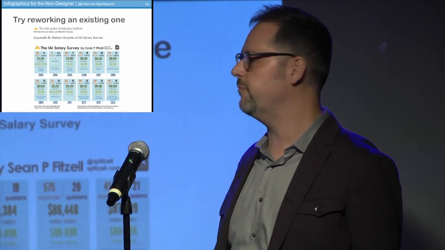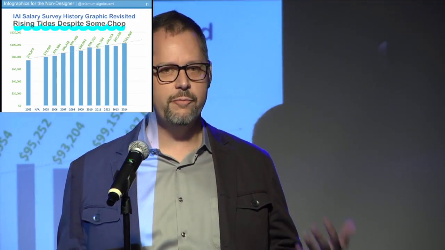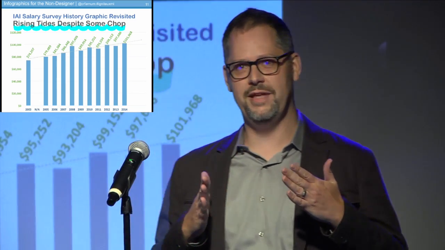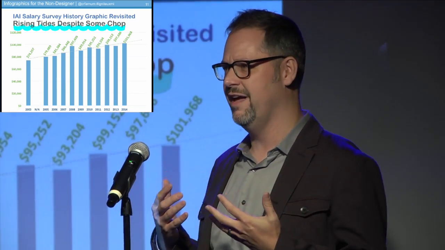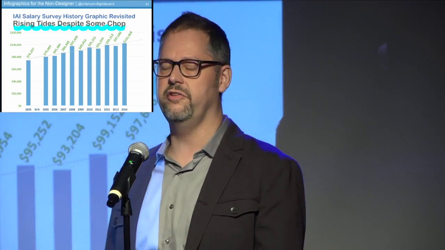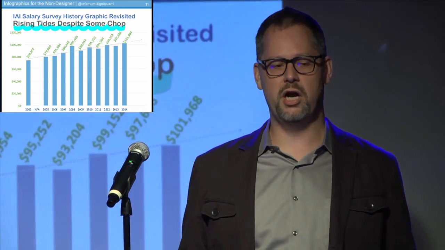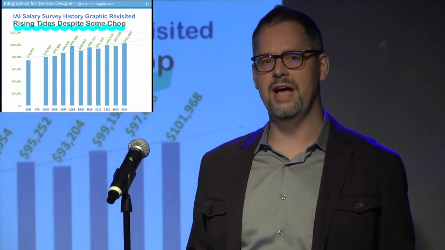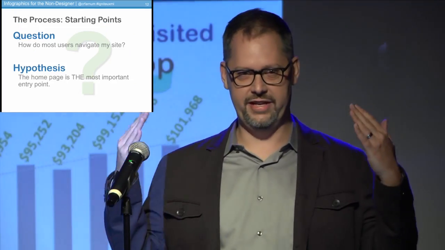Getting started, one of the things you can try to do is rework an existing one. This is the Information Architecture Salary Guide. This is from the appendix where they show historically what the trend has been. But I wanted to try to simplify this a little bit and hone in on something that's maybe a little more actionable, like are salaries really rising? So I turned it into a column bar chart and added a trend line to reassure us, yes, it really is, despite the year-to-year variation. This, I think, paints a clearer picture.